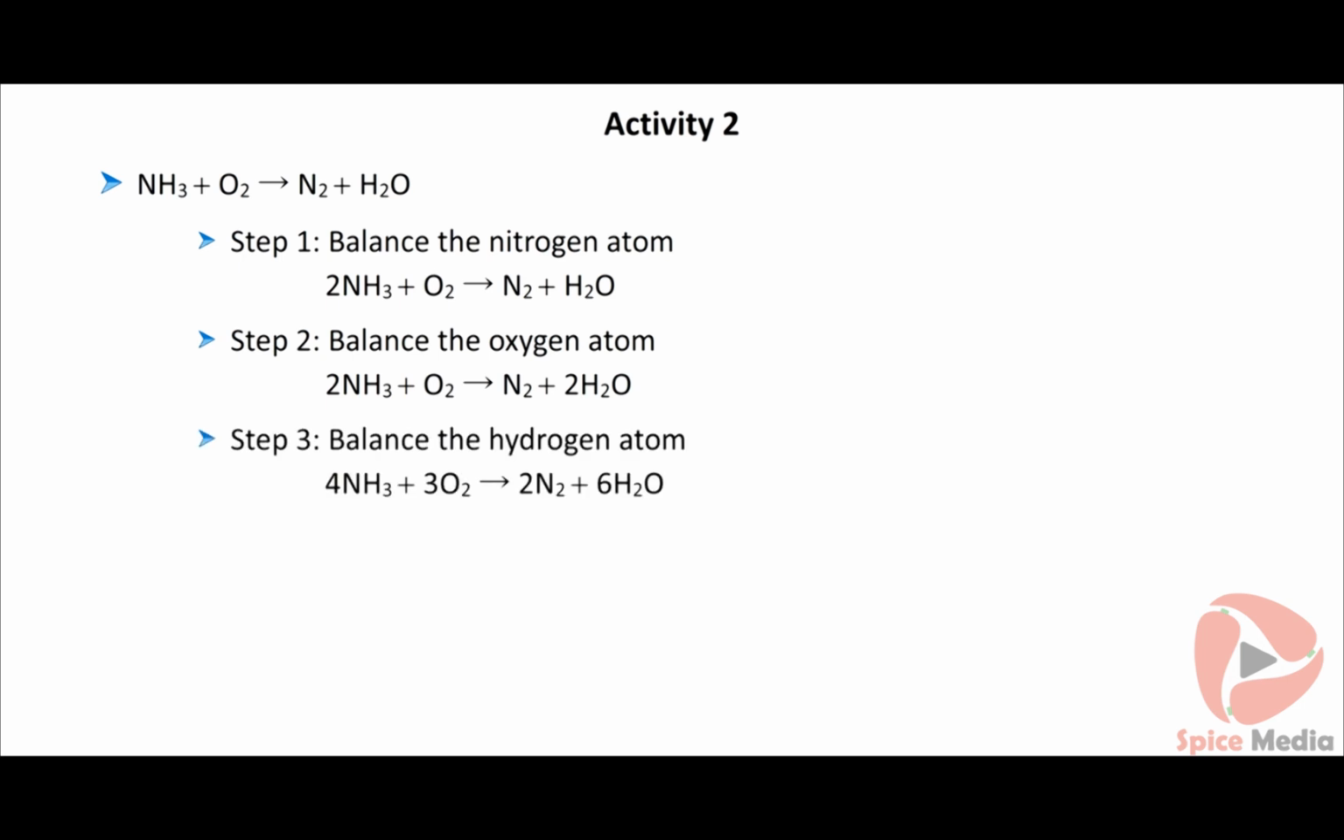Step 3. Balance the hydrogen atom. There are 4 hydrogen atoms on the product side and 6 hydrogen atoms on the reactant side. Therefore, the hydrogen on the product side is multiplied by 3, and thereby the oxygen atom is balanced. Then we get 4NH3 plus 3O2 gives 2N2 plus 6H2O. Therefore, the balanced equation is 4NH3 plus 3O2 gives 2N2 plus 6H2O.